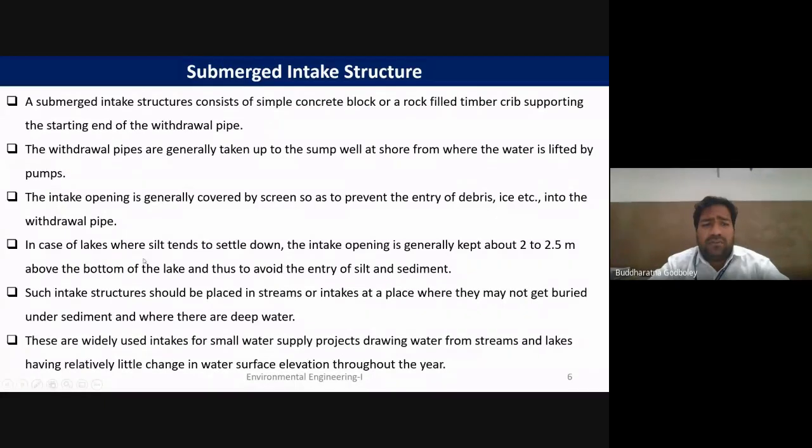In case of a lake where silt tends to settle down, the intake opening is generally kept about 2 to 2.5 meters above the bottom of the lake, to avoid the entry of silt and sediment. Such an intake structure should be placed in a stream or lake at a place where it may not get buried under sediment and where there is deep water. These are widely used intakes for small water supply projects, drawing water from a stream or lake, having relatively little change in water surface elevation throughout the year.